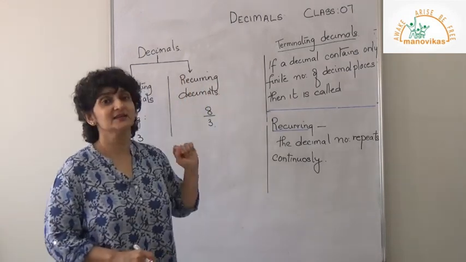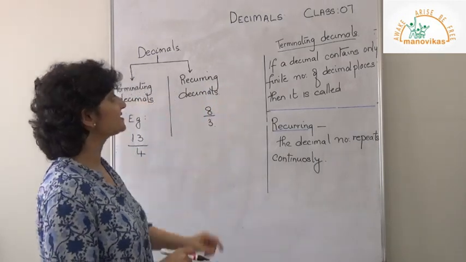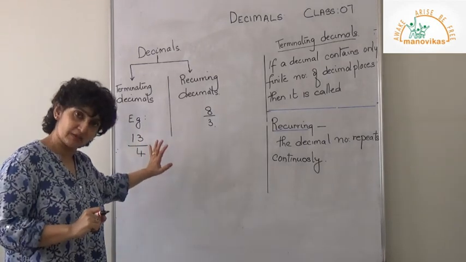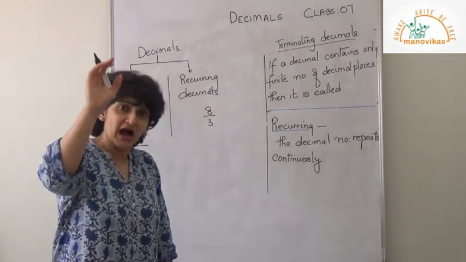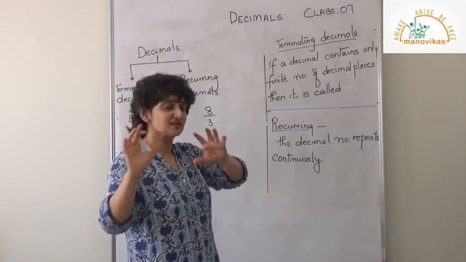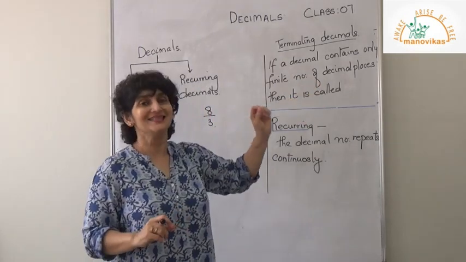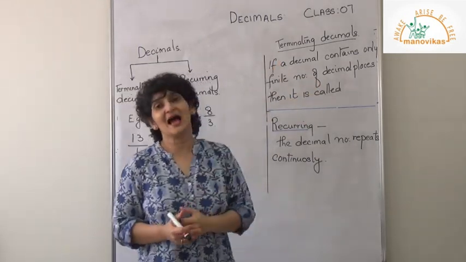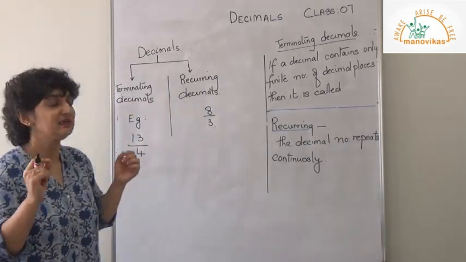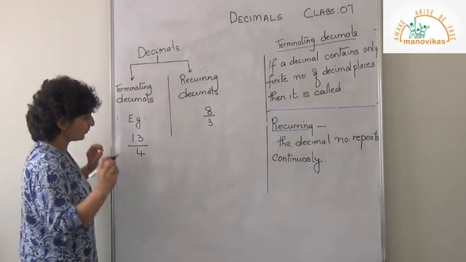In terminating decimals, if a decimal contains only finite numbers, that means after you divide, you get a decimal with a fixed, finite number of decimal places, then it is called a terminating decimal. Now what do I mean by that? For example, we have 13 upon 4.